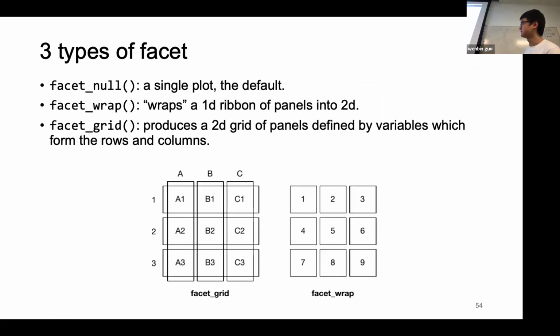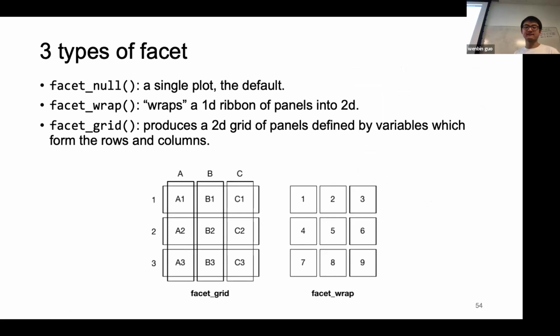So here there are 3 different types of facet. One is facet null, which means, okay, it's a single plot. We don't do any subsetting of the data. We just plot everything. So this is by default the behavior of ggplot2. You don't really need to specify it. It will automatically do it.